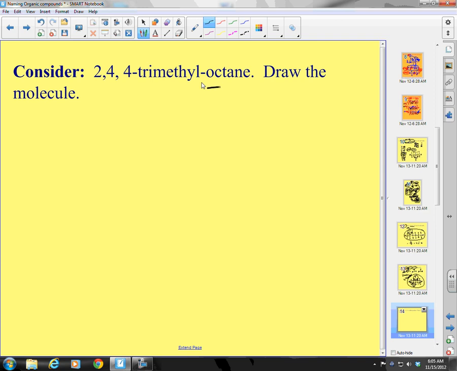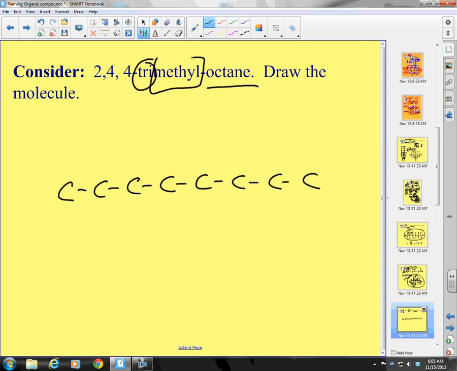Not a bad one, is it? We have octane. That means I have 8. 1, 2, 3, 4, 5, 6, 7, 8. I have 3 what? Methyl groups. So I have 3 methyl groups. Where are they going to go? One is on the 2. Let's just for the heck of it label from right to left this time. 1, 2, 3, 4, 5, 6, 7, 8. Of course, you could do it the other way. Both answers are correct. I have a methyl group on the 2, so 1, 2, so I'm going to put a methyl group here.